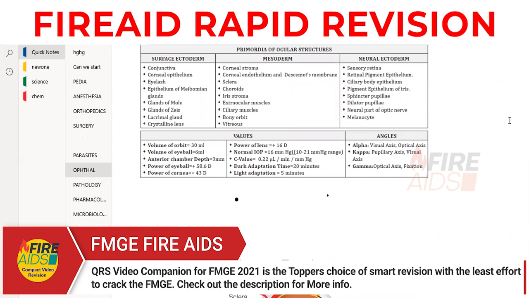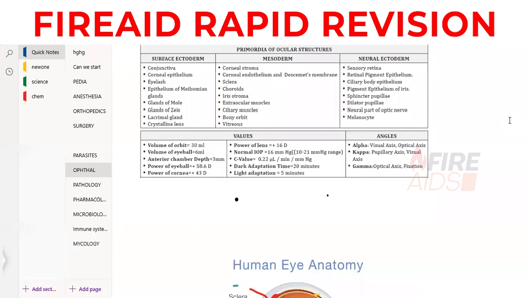Okay, so we're going to start today with ophthalmology, and then the next subject we're going to see is going to be the ENT, and finally we will start with OB/GYN today. Is that okay?